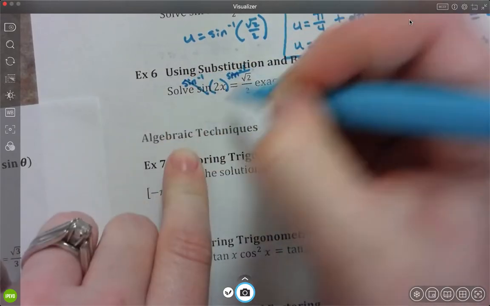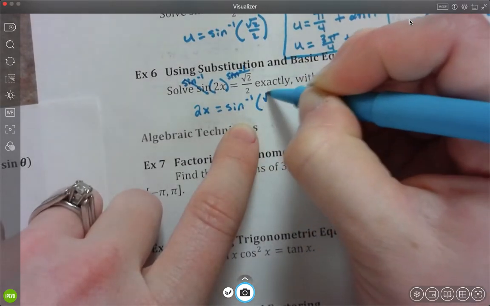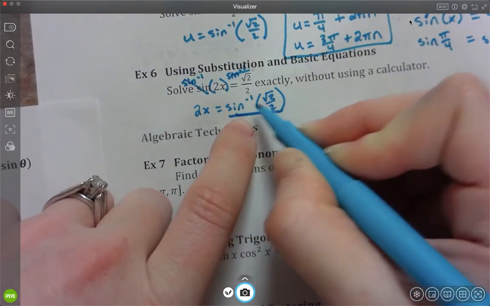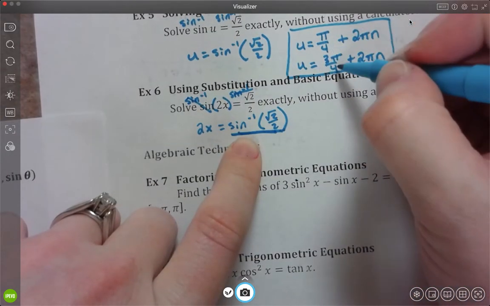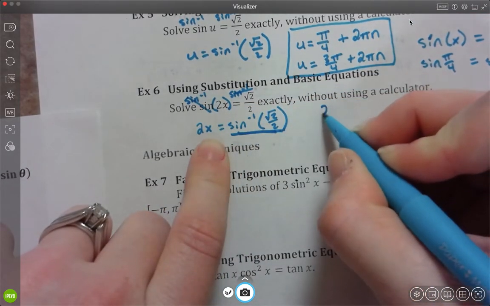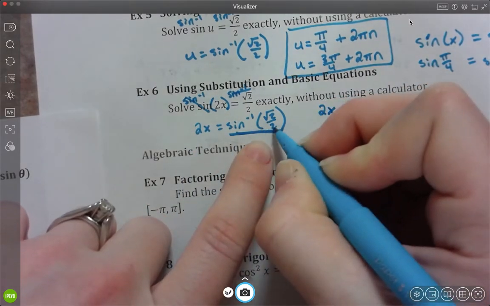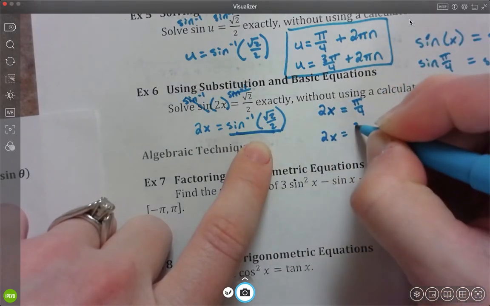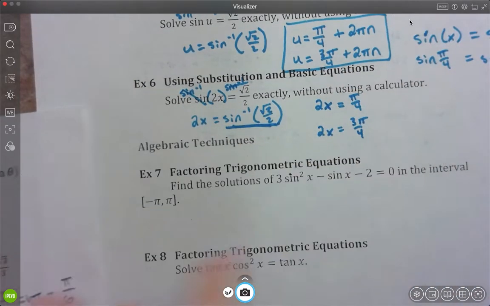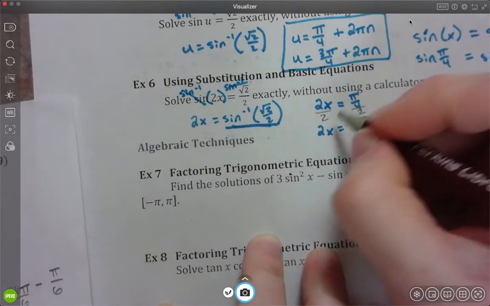Okay, so here I would say 2x equals inverse sine of square root of 2 over 2. Now I've already found out that inverse sine of square root of 2 over 2 gave me these two answers right here, pi over 4 and 3 pi over 4, okay? So basically I have 2x equal to pi over 4, because that's what inverse sine of square root of 2 over 2 is, and 2x equals 3 pi over 4, okay? So I set the 2x equal to that, and then to solve for x, I just divide by 2 for each one of those, okay?